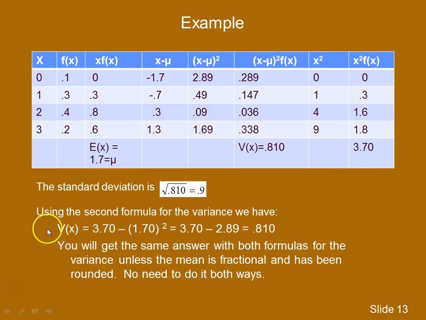Then we plug everything into our second formula. The variance is 3.7 minus 1.7 squared, and again turns out to be the same as we had before, 0.810. Both formulas will give you the same result unless you've rounded the mean in some way. You don't need to use both formulas, whichever way you feel most comfortable with. And again, a little bit later, I'll be showing you how to do this on your calculator.